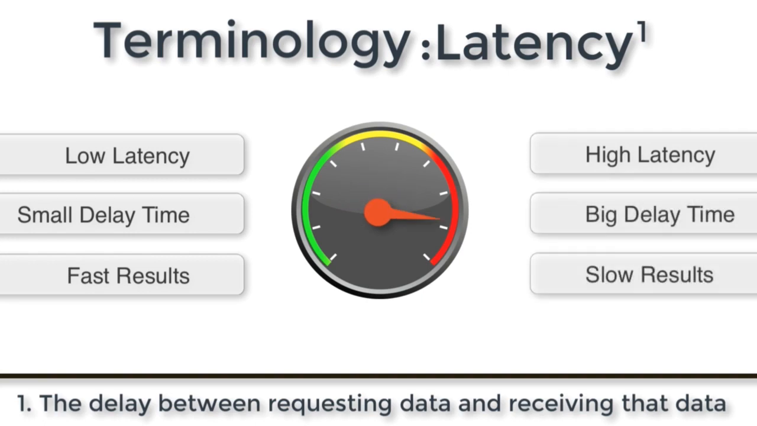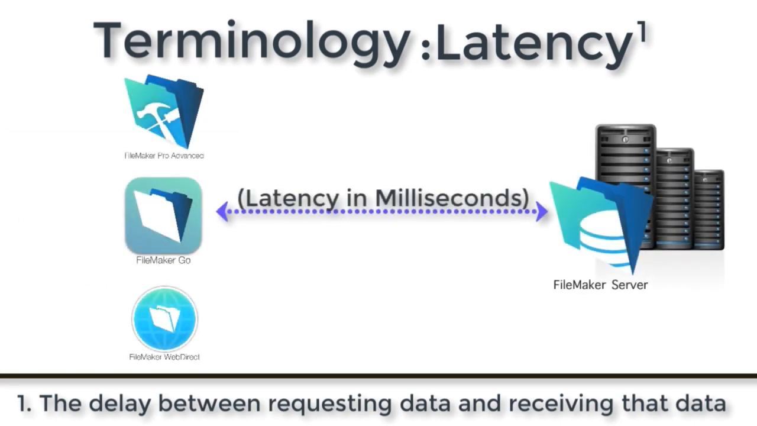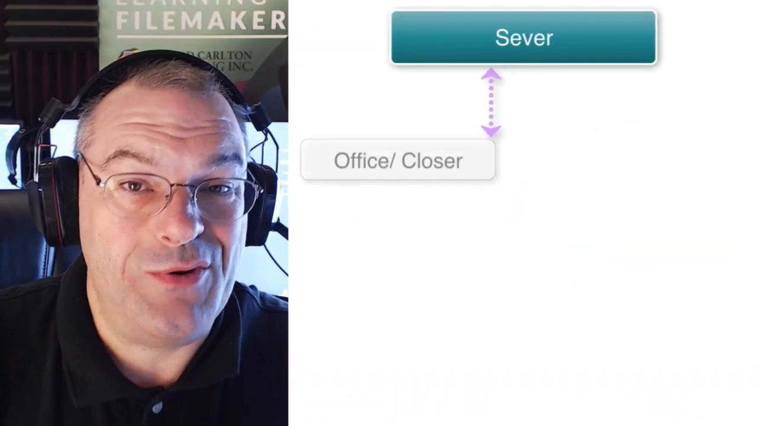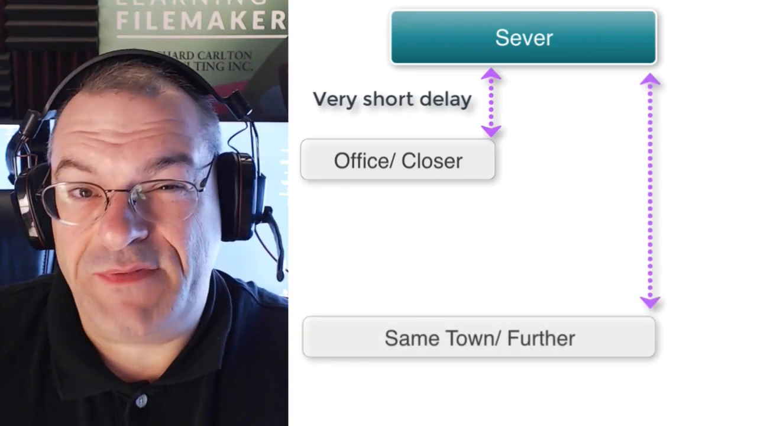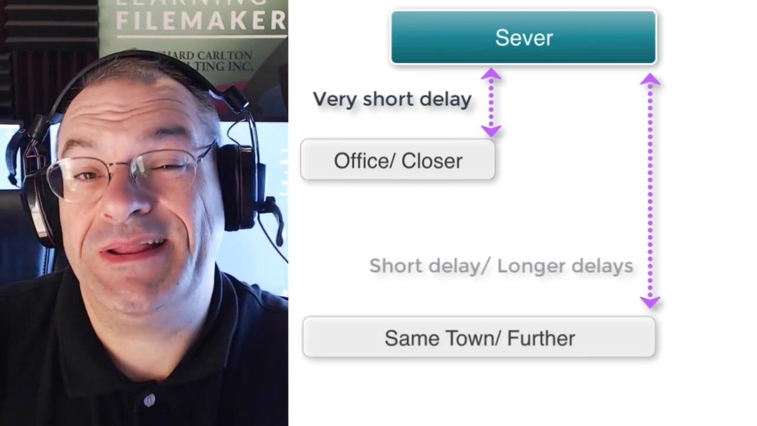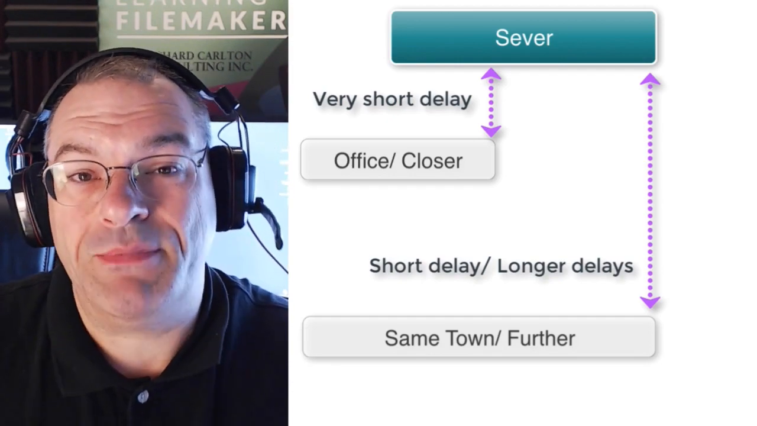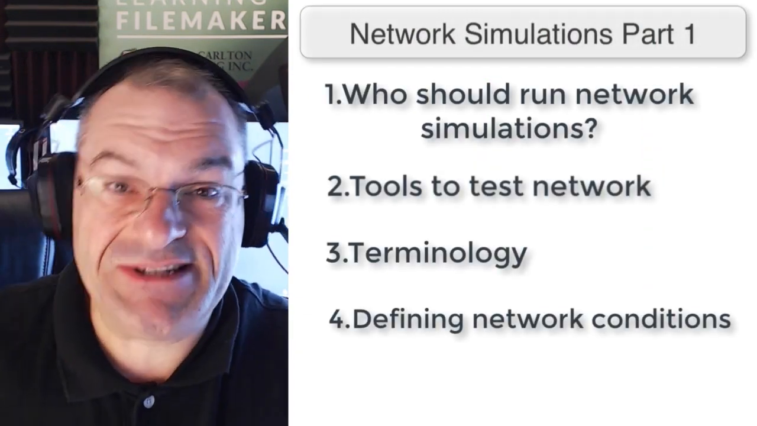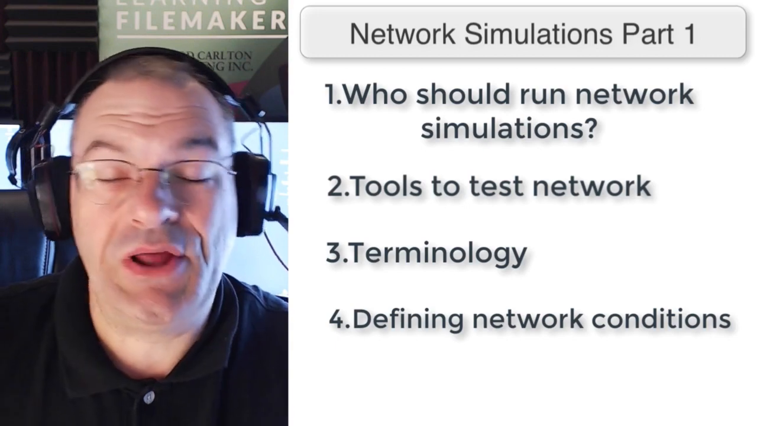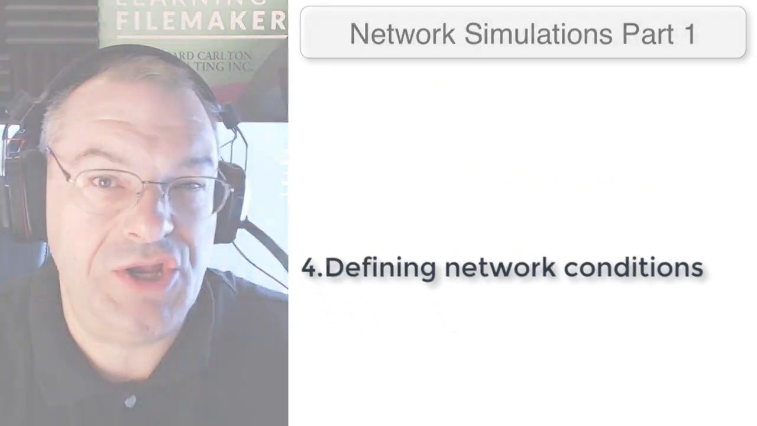Because as FileMaker communicates from a client, Pro, Go, or even WebDirect to the server, there's this delay as it goes back and forth. Obviously, if the server is in your office, the delay would be very short. If the server is in the same town, in the same city, then it will be a little bit slower, but probably still good enough. But it puts more of a strain on your application to make sure you build it correctly. Now, if your server is in a different state or different country or across the globe, then the latency is going to go up. Now, let's give you some baseline latency numbers so you know what we're talking about.